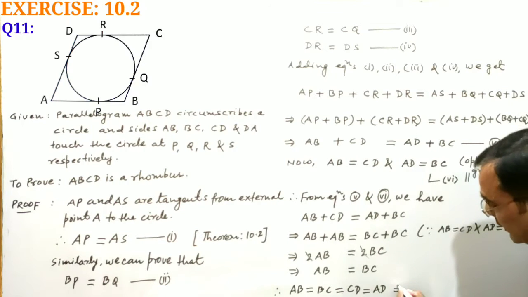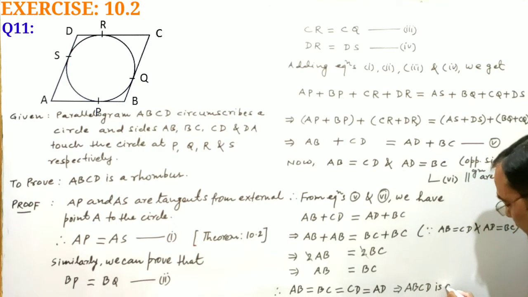So this implies that ABCD is a rhombus, hence proved.